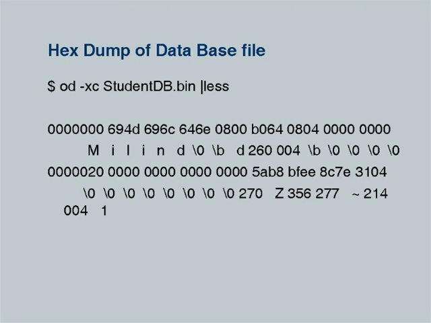If I look at the contents of the file, I can't see them on the screen. I can't see them using gedit, because the contents are not text contents. So I use a special program called octal dump or hexadecimal dump. od -xa will give you a hexadecimal dump of the file student.db.bin. When you pipe it to less, you will get a few lines at a time.